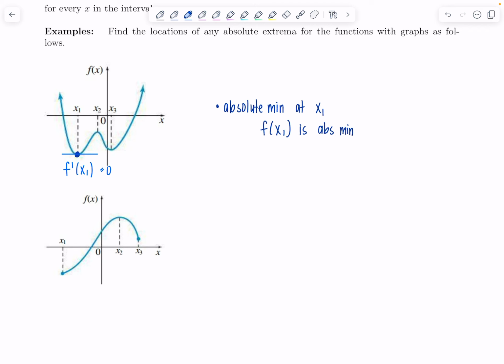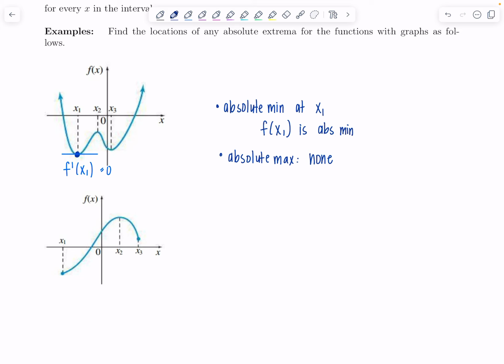All right, is there an absolute max? No, there is not. This is a local max, right? x2 yields a local max or relative max, f of x2. But there is no absolute max. I'm not restricting to a particular interval, and this function goes up forever. So there is no absolute max.